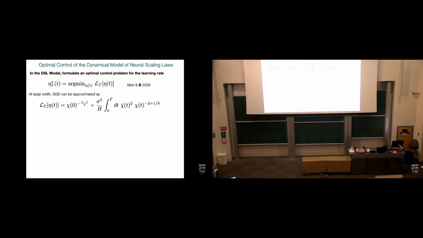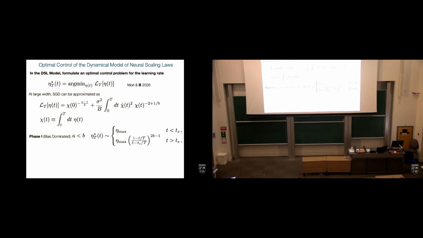Under this power law model, you can write this functional in terms of a function chi, which is the integrated learning rate from time t up to the end time. You can see this is a Lagrangian that depends on a boundary point and an integral that only depends on chi and chi dot. So you can use Noether's theorem or calculus of variations to solve for the optimal shape.